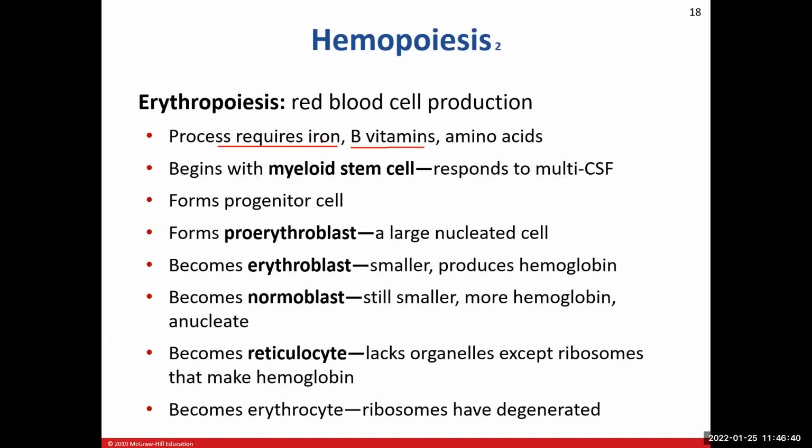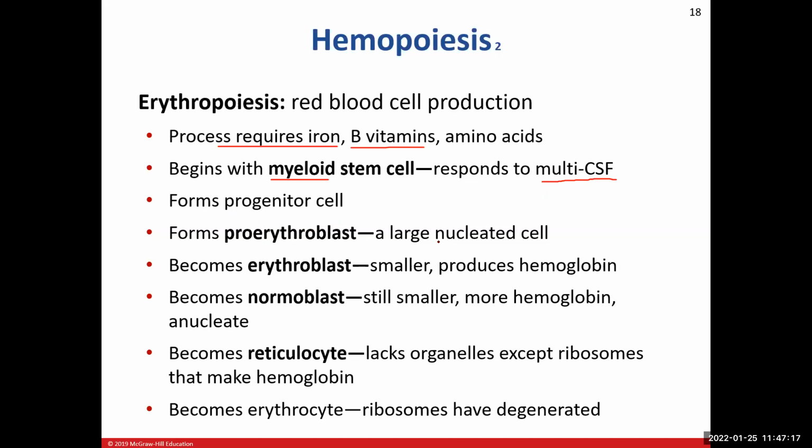So we're going to start off with our stem cell. And since we are going to make erythrocytes, it has to be from the myeloid line. So we have this multi-CSF chemical being secreted, which is going to stimulate the myeloid stem cell line to move us into the erythrocyte direction. Now, I'm not going to bore you with this because this is just straight up memorization. So we're going to first form the progenitor cell, which will then turn into what we call a proerythroblast.